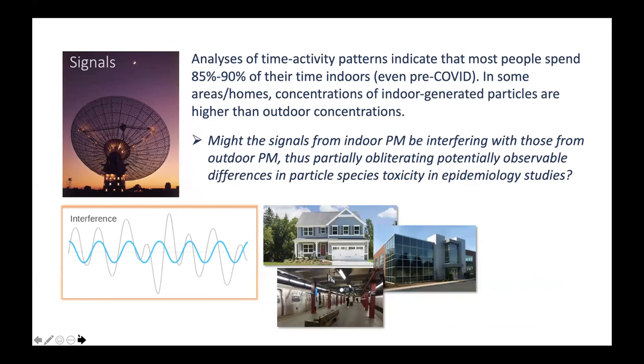Some more signals. Analyses of time activity patterns indicate that most people spend most of their time indoors, even pre-COVID. In some areas of the country and in some homes, the concentrations of indoor generated particles are higher than outdoor concentrations, not only in homes, but in office buildings, subway stations, and other indoor environments. So might the signals from indoor PM be interfering with those from outdoor PM, thus partially obliterating potentially observable differences in particle species toxicity, so that it's just not showing up in the epi studies? Perhaps that's just interference.